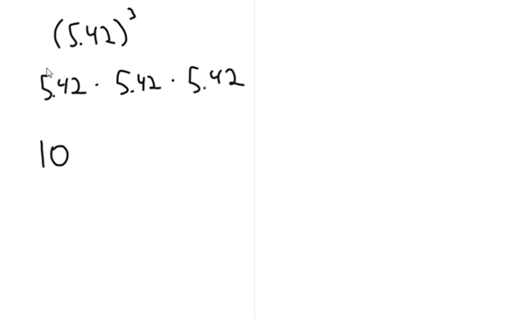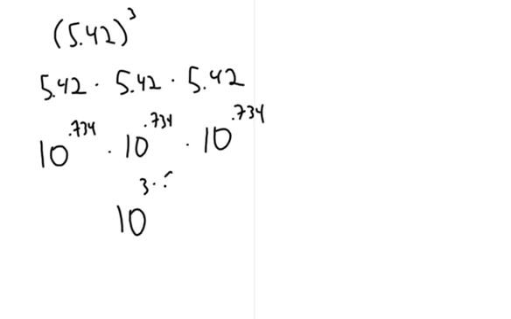Let's just go ahead and turn this number into 10 to an exponent. So 10 to the 0.734 times 10 to the 0.734 times 10 to the 0.734. Because if I do that, then based on my properties of exponents, I can add those exponents right there. So 0.734 plus 0.734 plus 0.734. So 3 times 0.734. I can do that very quickly. That's 10 to the 2.204.